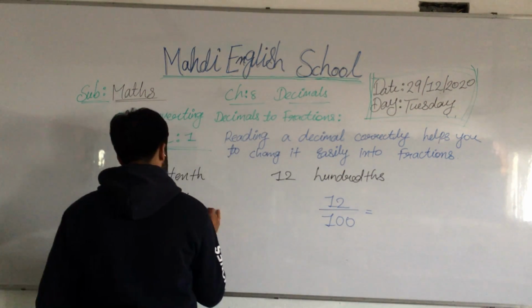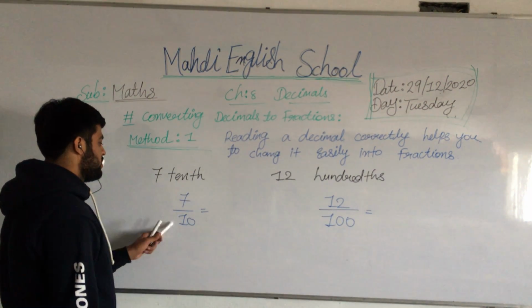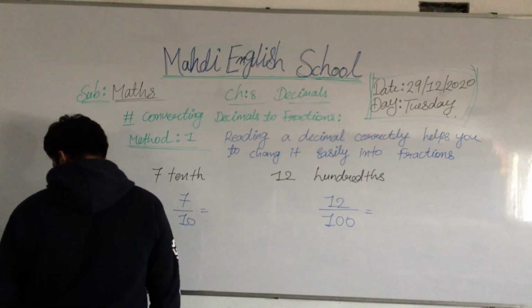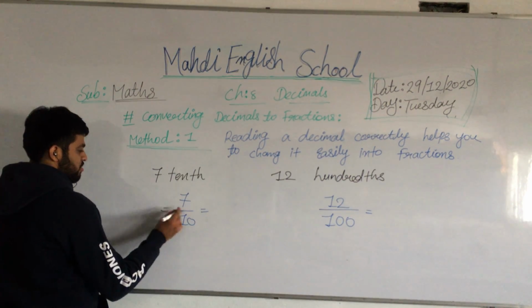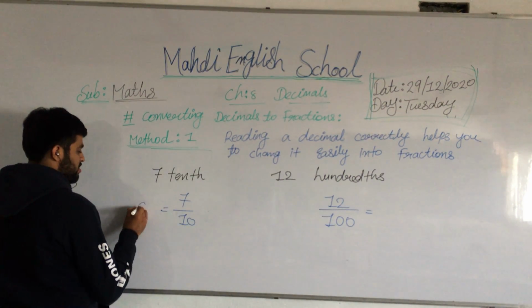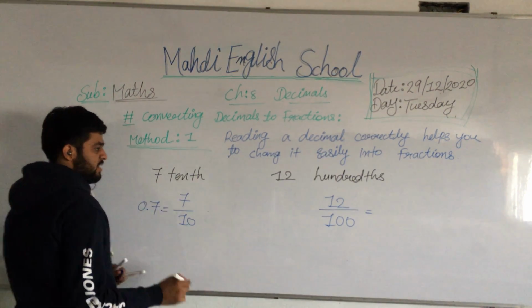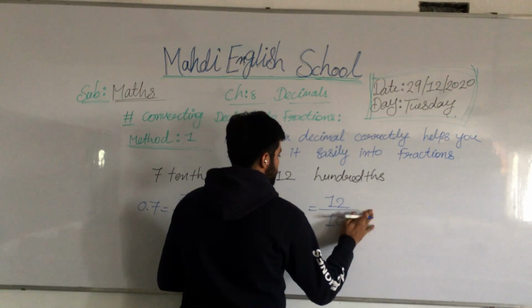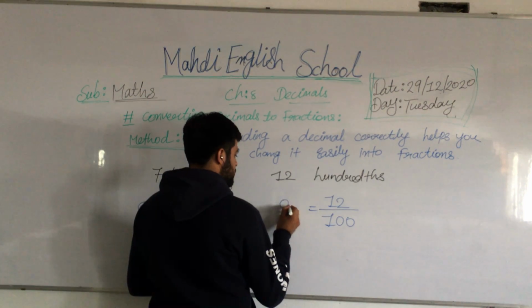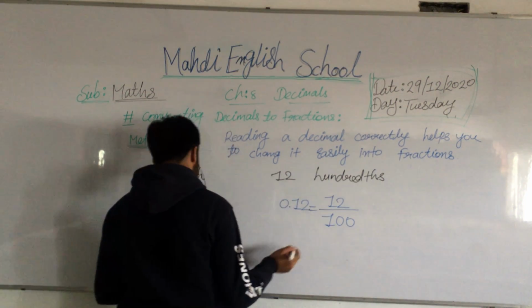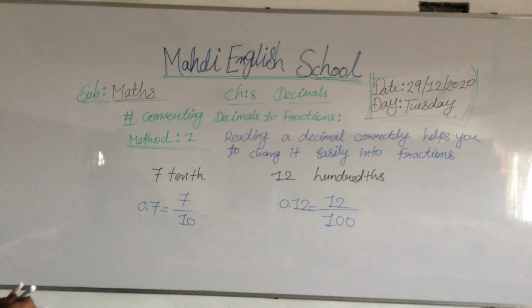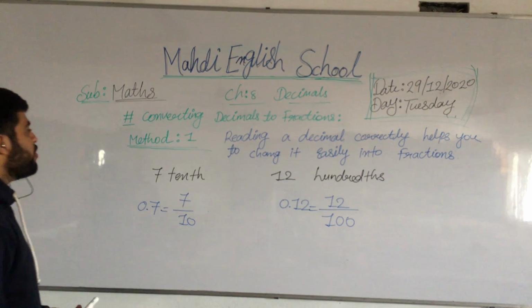Okay, my dear students. So what is it? It's a fraction. So we write the first, we convert it to 0.7, and we write the 0.12. As like that we are going to learn. Understood, my dear students? Again I am going to repeat.